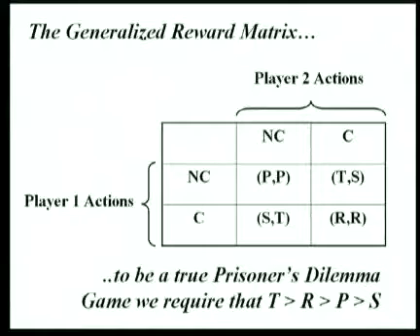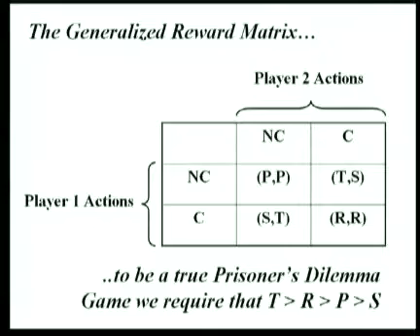So with that notation, going back to our example, what does that mean? Well, this is the way it sets up in the prisoner's dilemma reward matrix. We have the tuple P, P in the upper left, T, S in the upper right, S, T in the lower left, and R, R in the lower right. And to be a true prisoner's dilemma, we have to have T, the temptation, greater than R, greater than P, greater than S.